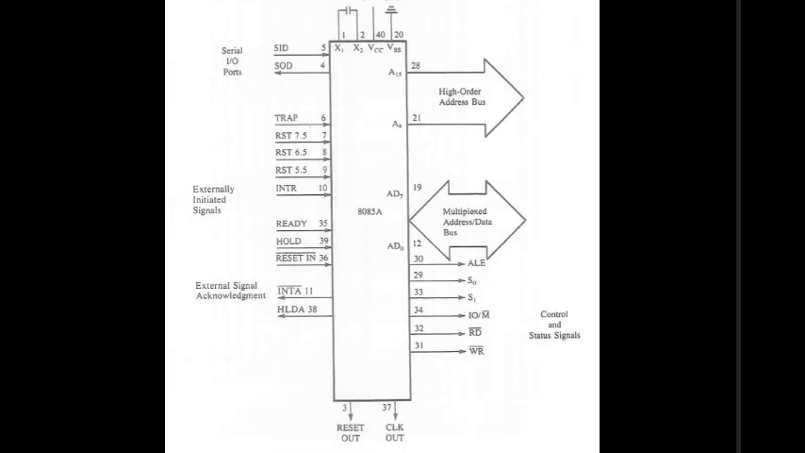Then we have some peripheral signals: TRAP, RST 7.5, RST 6.5, RST 5.5, INTR, and INTA. These are part of the interrupt signals. Any external device, if it wants to interrupt the processor, can interrupt through these pins. Then we have the READY signal, which we have seen.